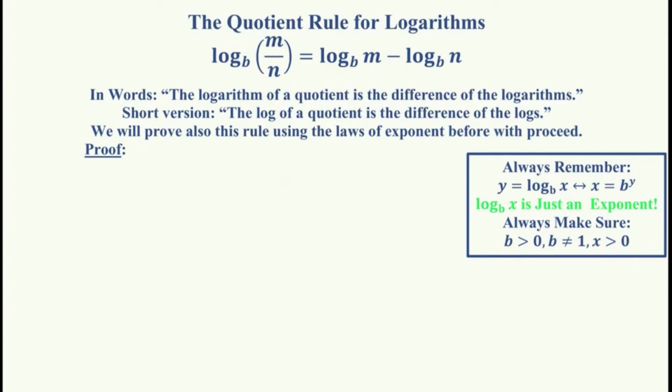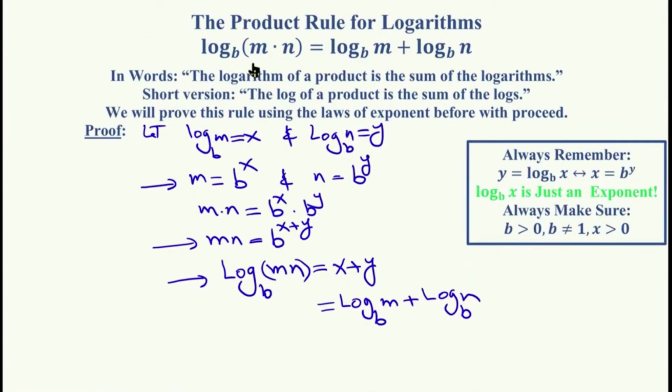We're going to use exactly the same approach for the quotient rule, which basically says the log of a quotient is the difference of the logs. If we go back to our previous screen, the mnemonic for this, the way you want to remember this, is that the log of a product is the sum of the logs. Okay, so be very careful. Log of m times n is not log of m times log of n. It's the log of m plus log of n.